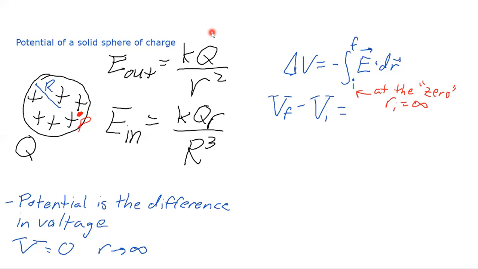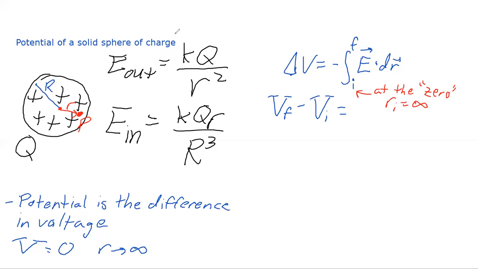All right, that makes sense. So now I know my limits here. If R initial is infinity, R final is going to be wherever position P is at. If we look at my picture here, P is at some position. I haven't defined that position yet, so let me give that a name and call this lowercase r. I'll just call that my position for P.